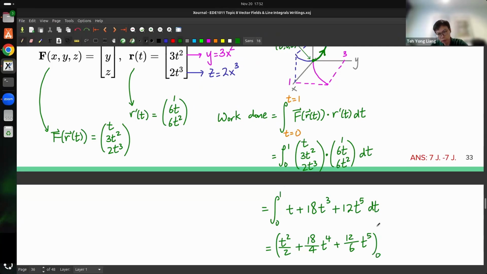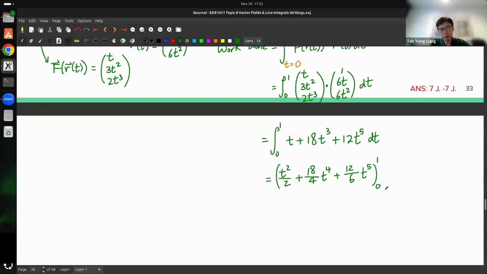T equals 0 to 1. Is that right? So for 0, you subtract, it's all 0. So obviously you subtract in 1, right? You are going to get half plus 18 over 4, which happens to be 9 over 2. Then plus this is a 2. Then minus 0, no need. I just put minus 0.